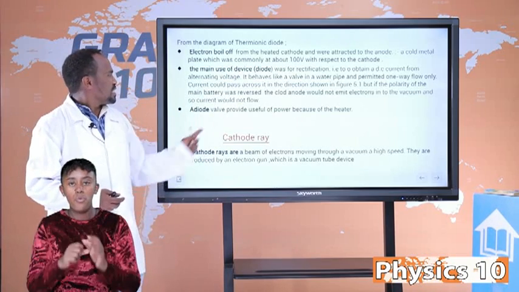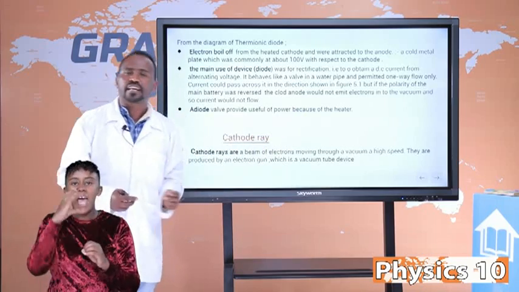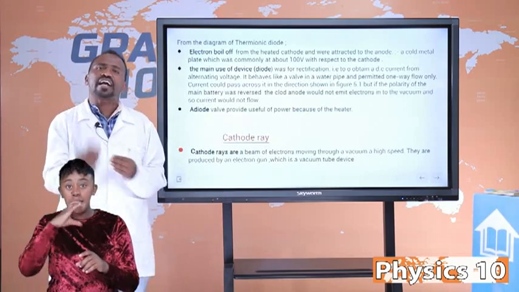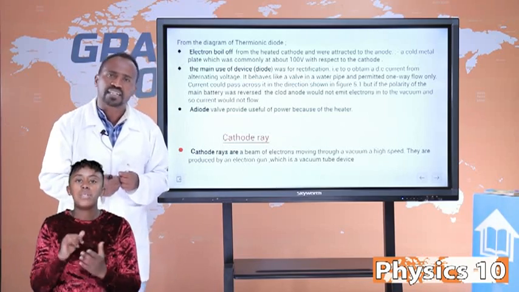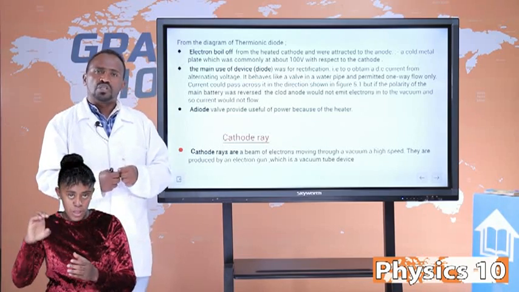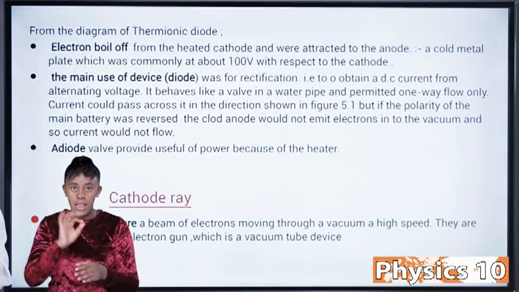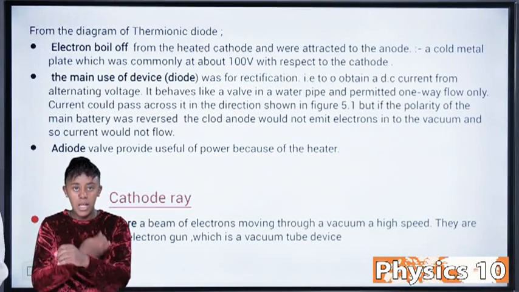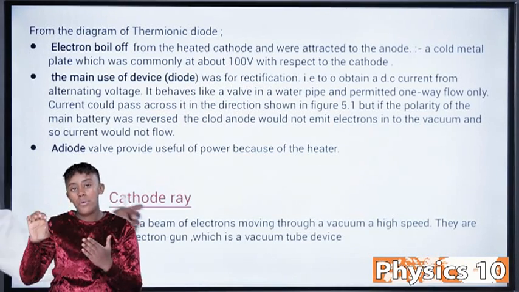So let us see, the diode will provide useful power because of the heater. When the heater heats the cathode, there is power produced from that cathode surface. So by heating the cathode, we get electrons as well as energy. This energy strikes the anode surface to produce cathode rays.